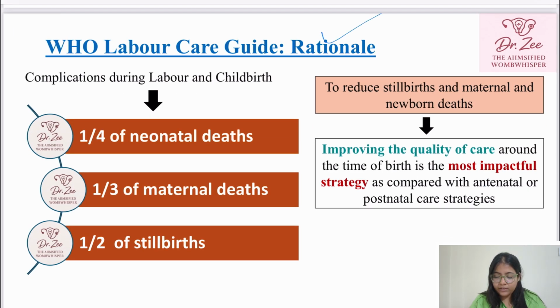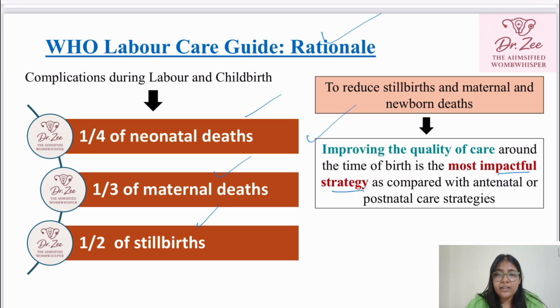So what is the rationale behind the WHO Labor Care Guide? Why not the partograph now but the Labor Care Guide? So what are the changes? Most of the complications, like one-fourth of neonatal deaths, one-third of maternal deaths and half of stillbirths, occur during childbirth and labor. So to reduce these complications, we need to improve the quality of care we are providing to our patients during childbirth and labor. And this is the most impactful strategy.